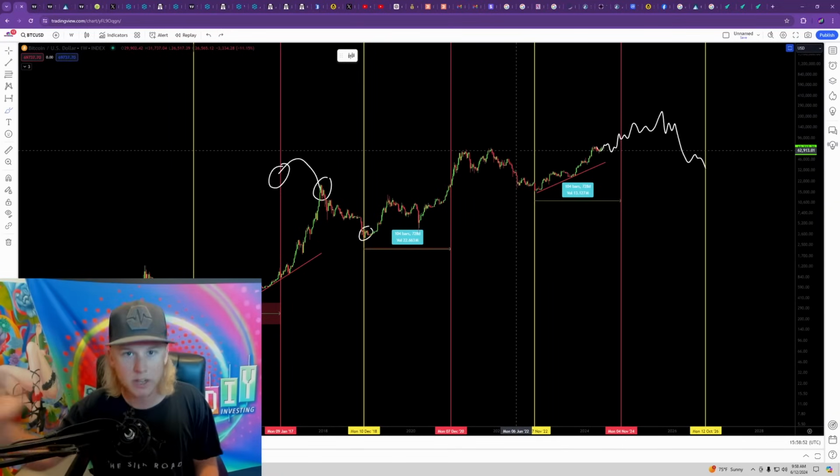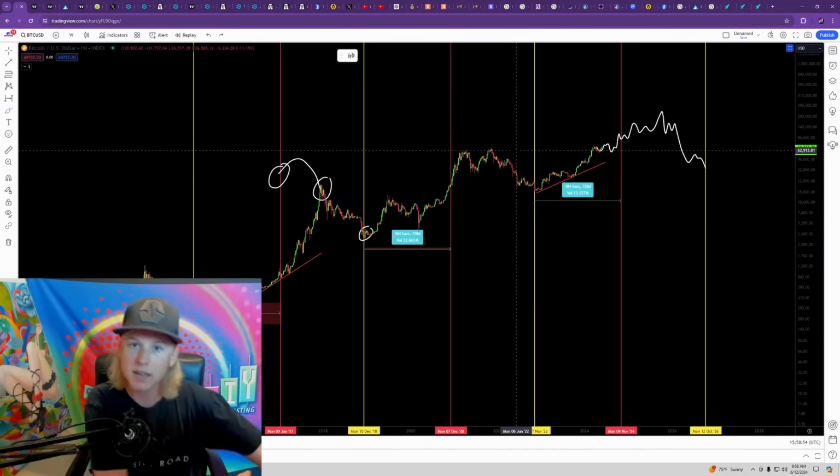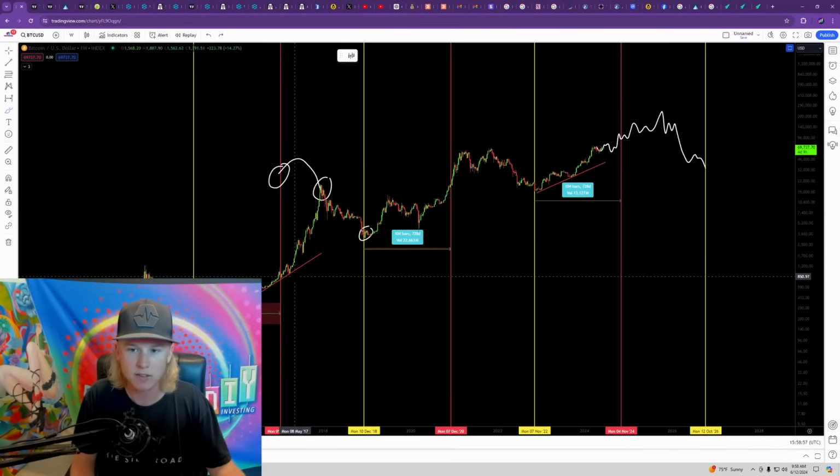That's going to give us the longest bull market possible. The most money can come into it. It would be like that 2017 trend.